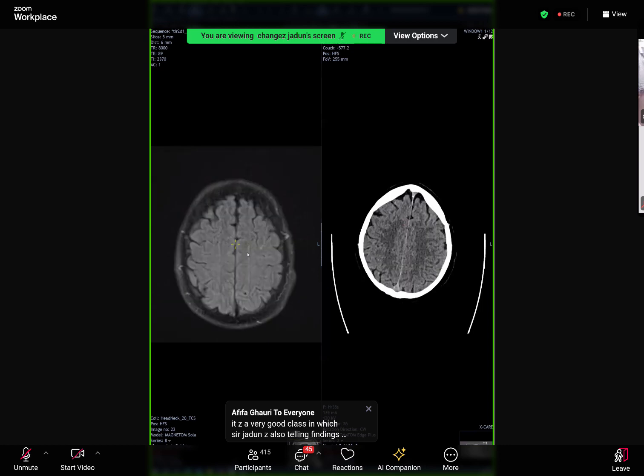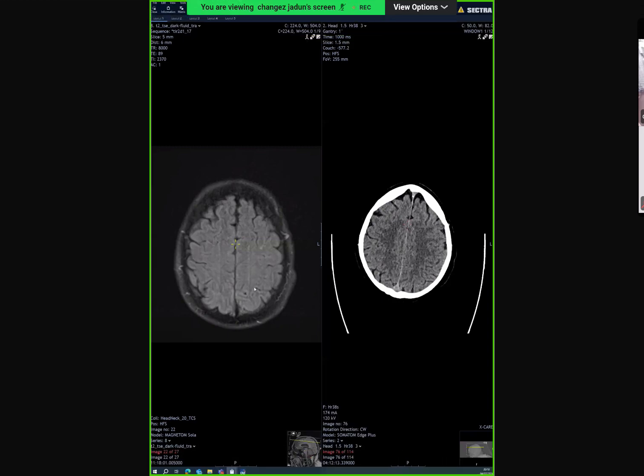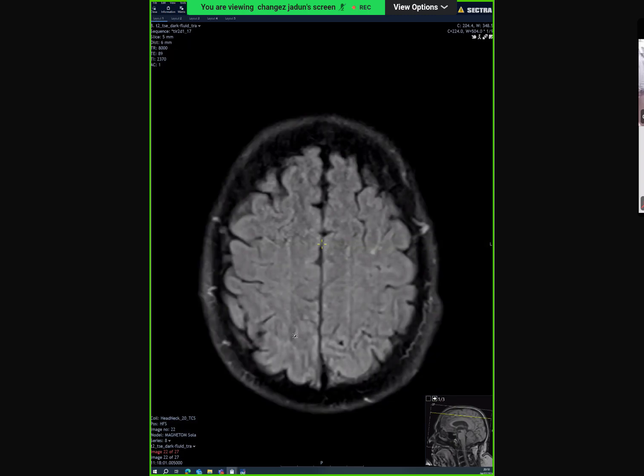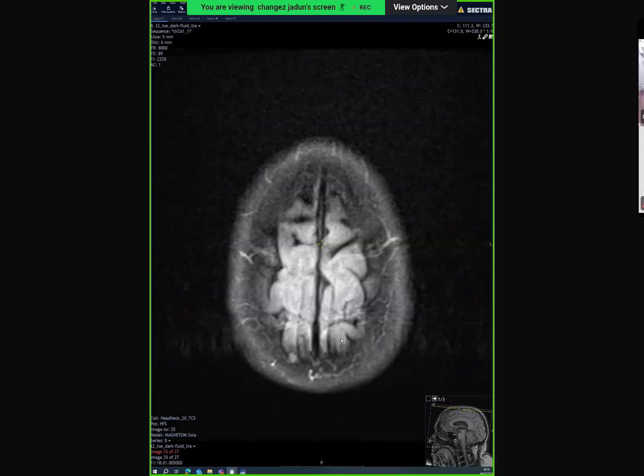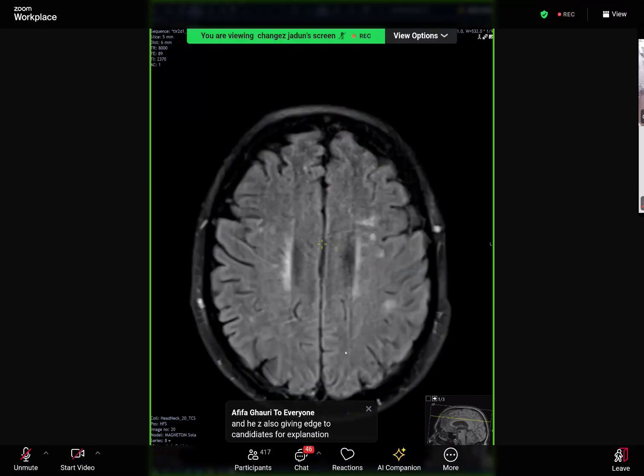Do you want me to magnify the MR or keep it going like this? Can you please magnify it a little? Yes, I can. Here you go. I'm coming from the vertex down. I'm presented with axial FLAIR MRI of the brain. There are a few scattered white matter hyperintense foci in subcortical and periventricular areas.